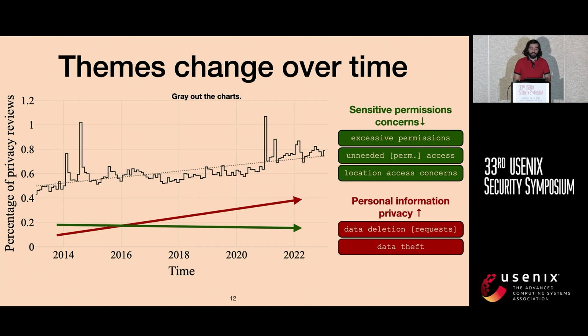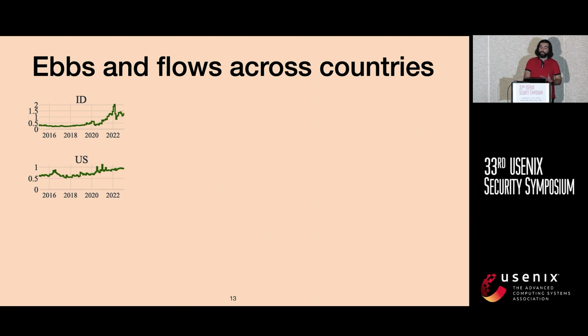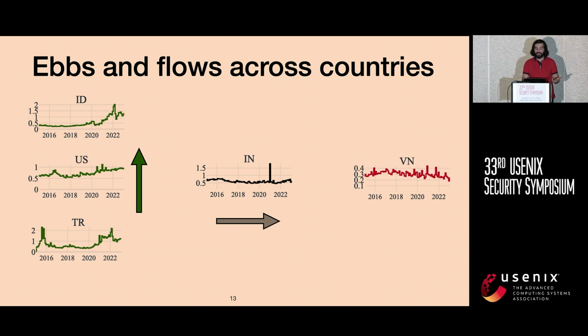this data. Now, this fluctuation doesn't just exist in themes, it's also across countries. What you find is that reviewers from Indonesia talk more and more about privacy reviews, privacy-relevant feedback. The same case is applicable to the United States and Turkey. On the other hand, it's mostly flat with India, and with Vietnam, it actually dropped. Now, this does not necessarily tell you why any of this is happening, right? So we thought about the same question, so we tried to answer it.